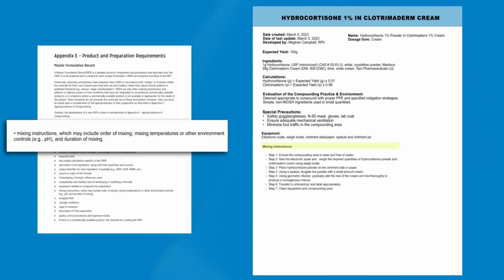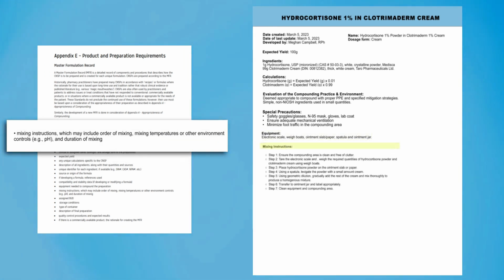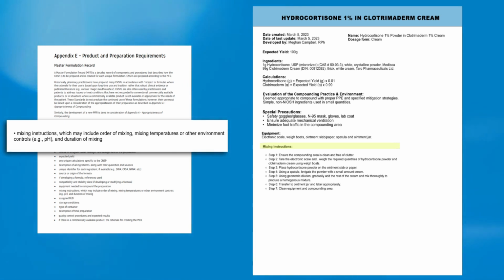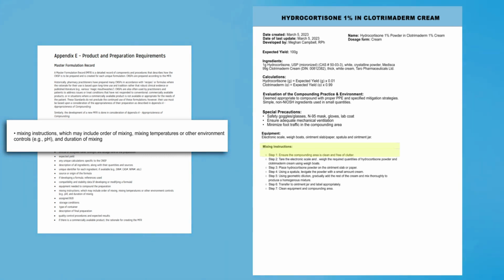The mixing instructions or recipe needs to be included and can be written in a step-by-step format. This ensures that each time the compound is made, it is done so in the same manner, regardless of who is preparing it. For hydrocortisone 1% in clotrimazole cream, the steps would be as follows. Step 1. Ensure the compounding area is clean and free of clutter. Step 2.